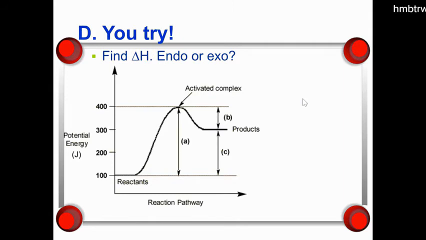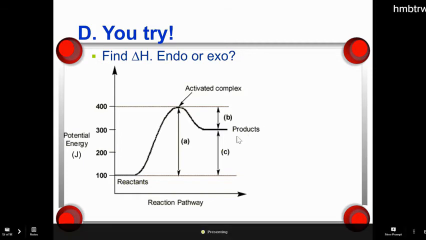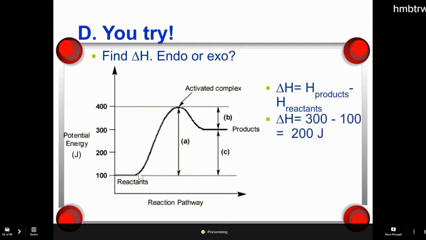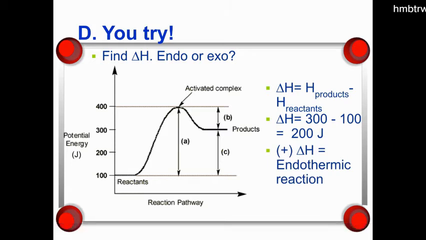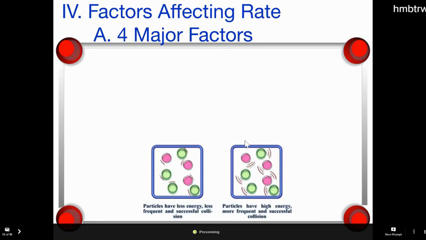Now, in this case, what do you think? Is this endothermic or exothermic? Well, let's look at it. We have the heat of the products minus the heat of the reactants. We have 300 minus 100, and that's going to end up giving us a heat of reaction of 200 joules. In this case, because our energy is positive, this is an endothermic reaction.